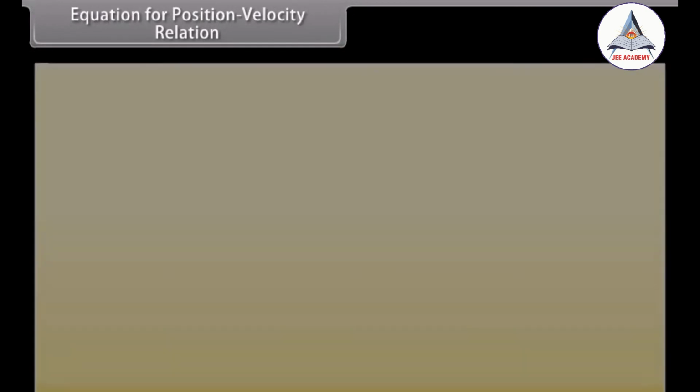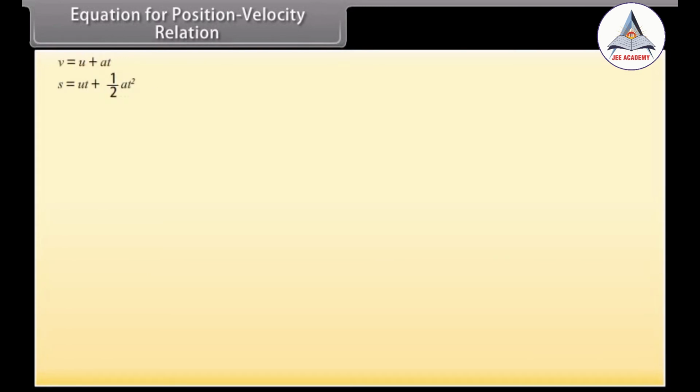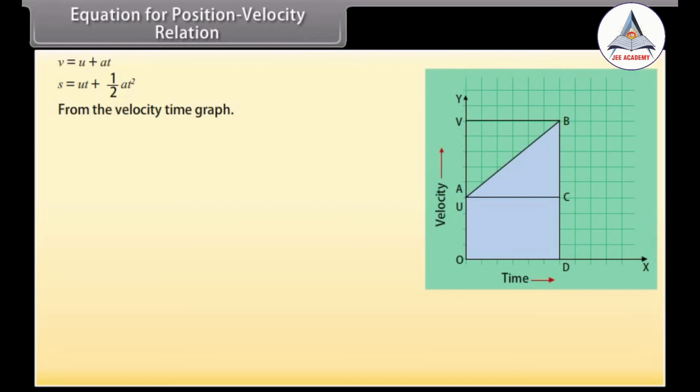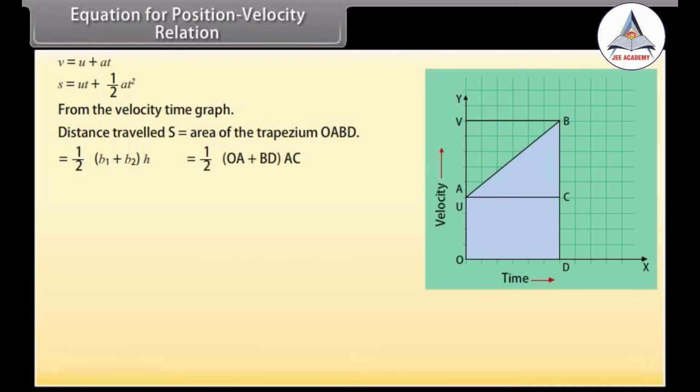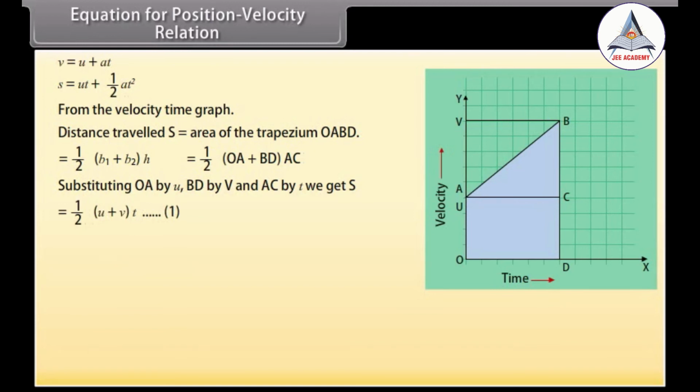Equation for position-velocity relation. The third equation will be obtained from these two equations. From the velocity-time graph, distance traveled s is equal to the area of the trapezium OABD. This is 1/2 into (B1 plus B2) into h, which is equal to 1/2 into (OA plus BD) into AC. Substituting OA by u, BD by v, and AC by t, we get s is equal to 1/2 into (u plus v) into t, equation 1.